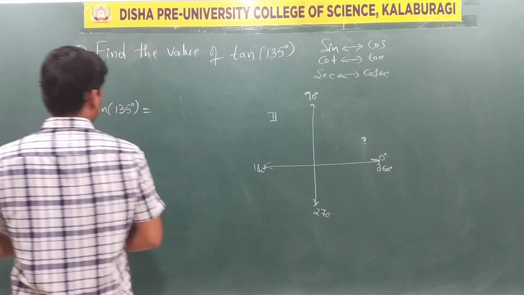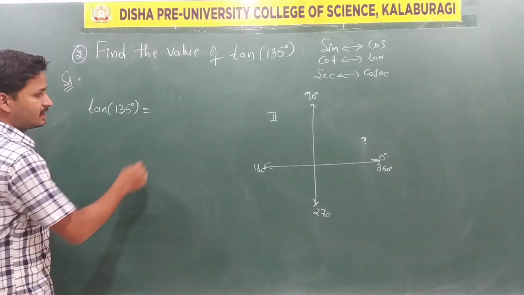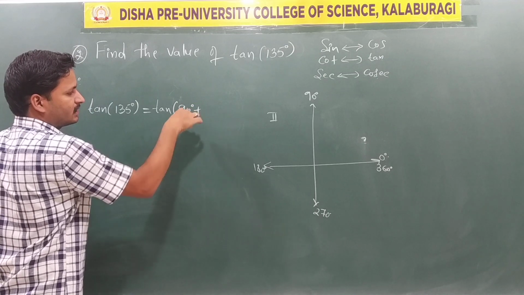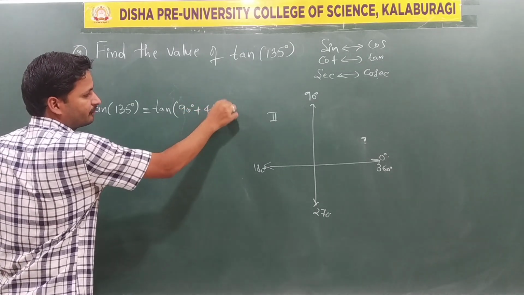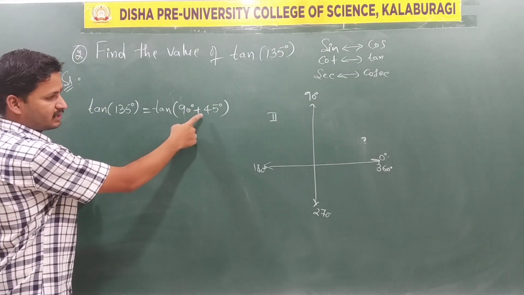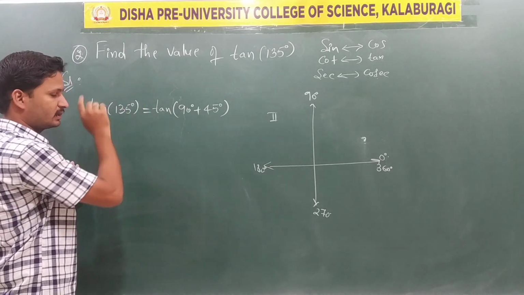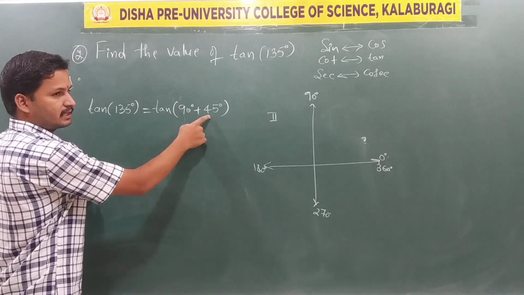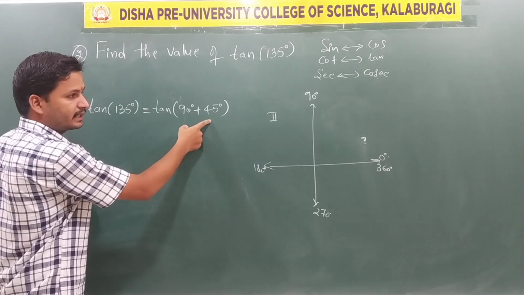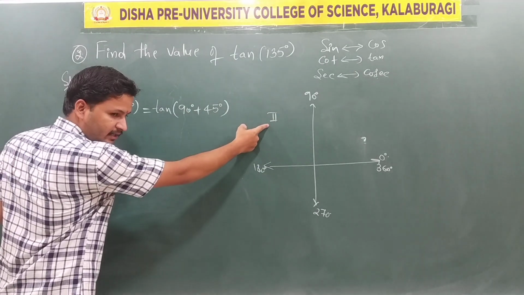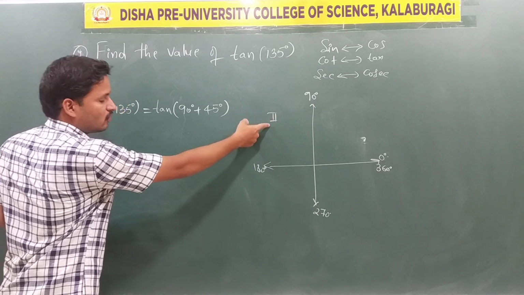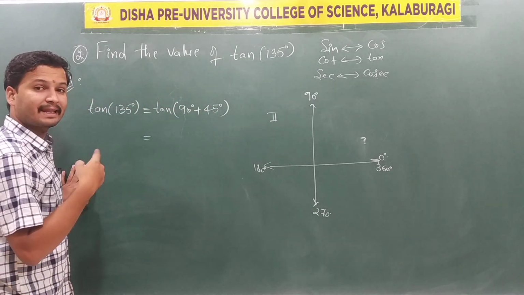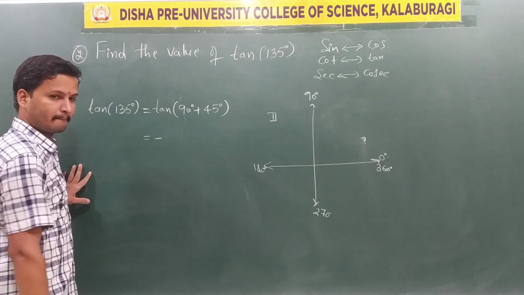So here tan of 135 degree can be written as tan of 90 degree plus 45 degree. 90 plus 45 degree again is 135 degree. So here 90 plus theta is there. 90 plus theta lies in which quadrant? Again it is in the second quadrant. In the second quadrant, tan function is positive or negative? It is negative. So take minus.